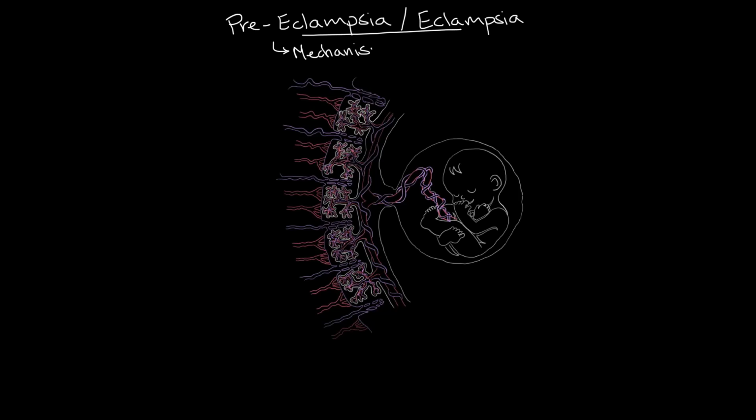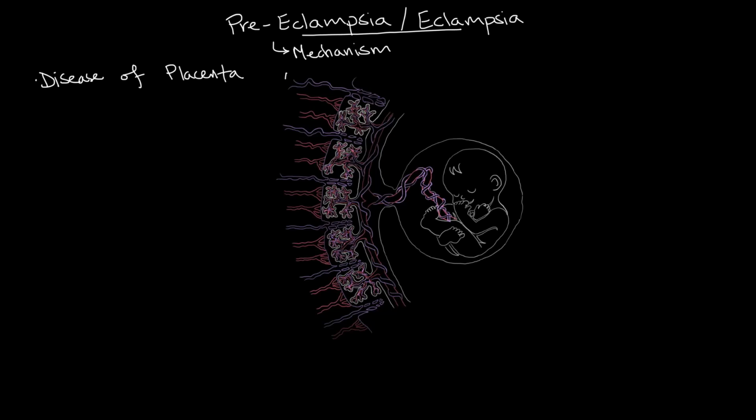In today's video, we're going to be talking about preeclampsia and eclampsia. Specifically, we're going to be talking about the mechanism of disease, or how preeclampsia or eclampsia occurs, or why it happens in the body. First and foremost, eclampsia and preeclampsia is a disease of the placenta.